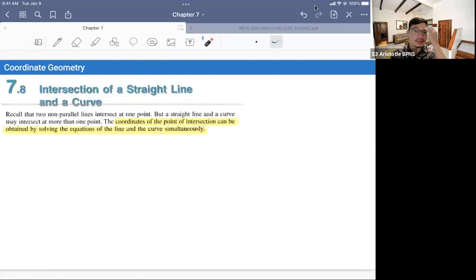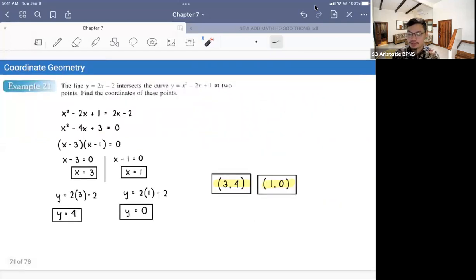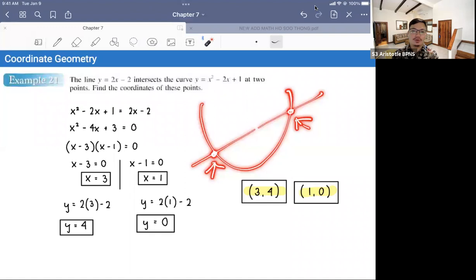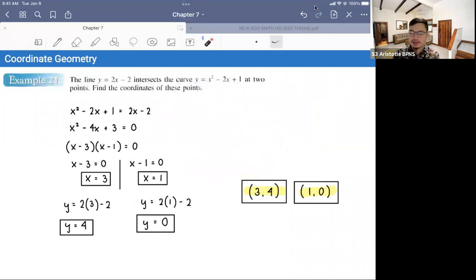We already had this before, class, so I'm just going through this one. We can only solve this by solving them simultaneously, or simultaneous equations again. So for example, I'll just have one example on this one. The line y equals 2x minus 2 intersects the curve y equals x squared minus 2x plus 1 at 2 points. Find the coordinates of these points. So you have a line and a curve, and you need to find the two intersection points of these two graphs. So solve them simultaneously, right? Just make them equal to each other, like this.